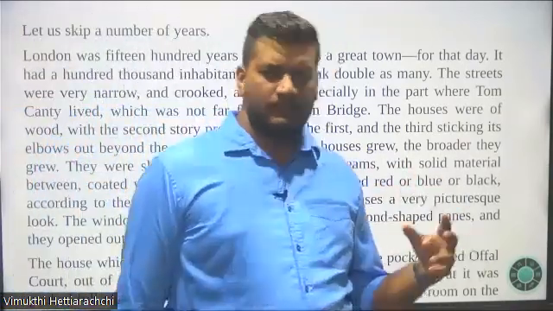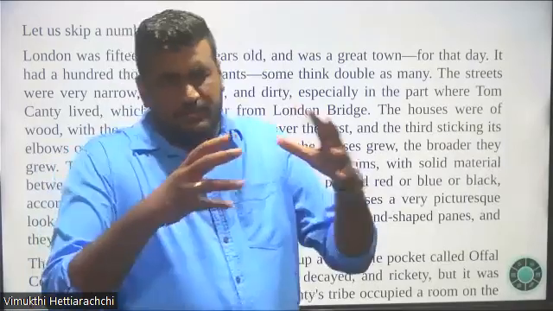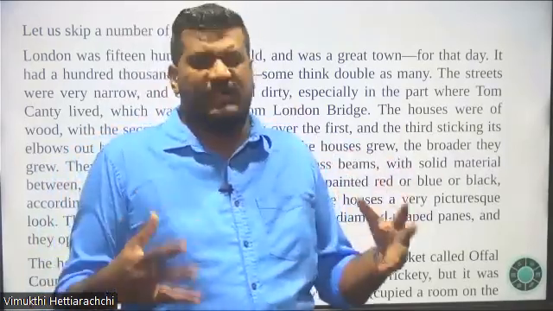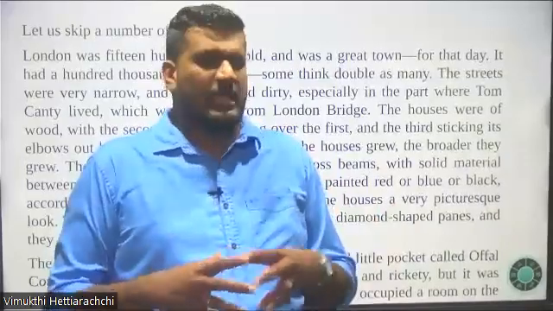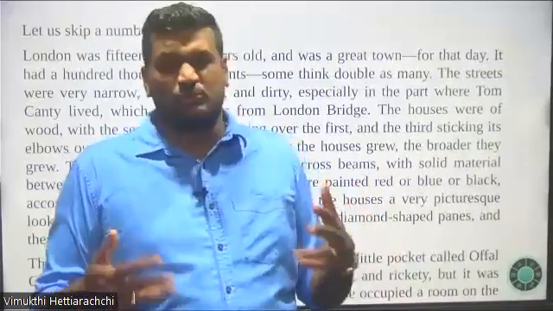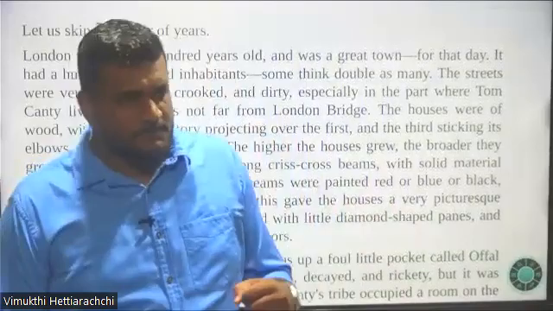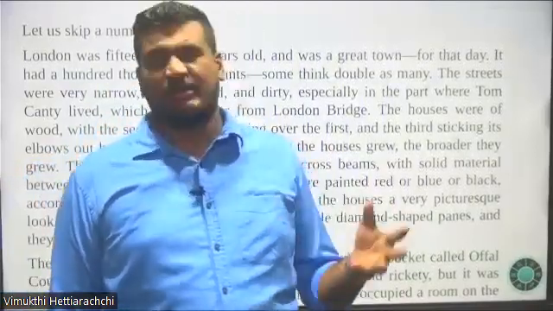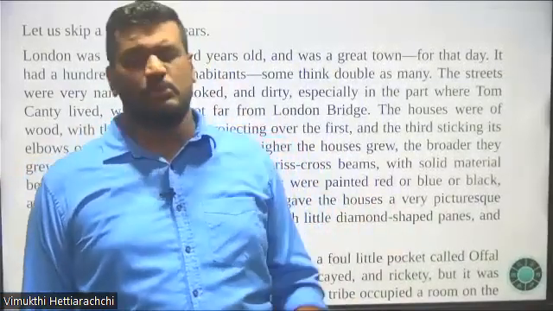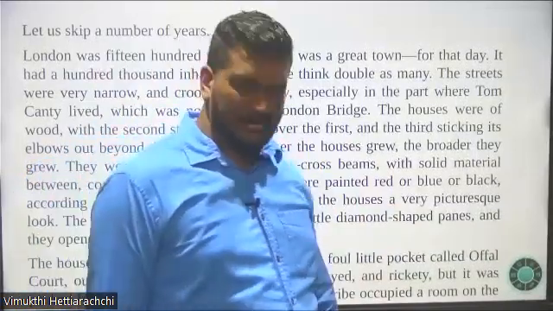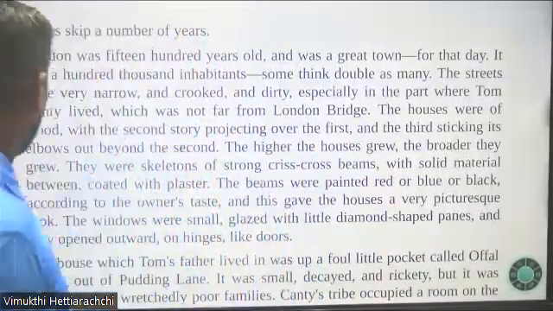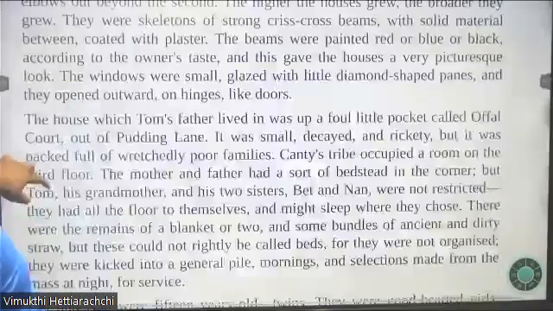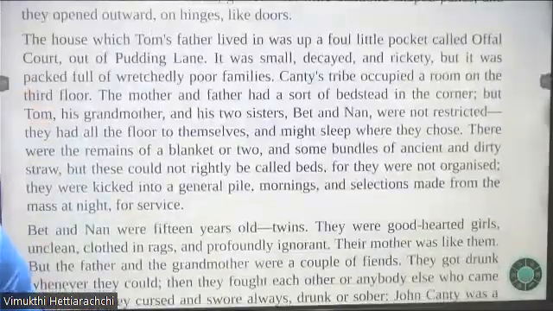So here, Mark Twain has given us a very broad description about these houses where these paupers lived, right? They were not that big. Most of the paupers lived together, and the houses were very attractive to other people when they looked at them from outside, but inside it was a very small house where a lot of people cannot survive. The house which Tom's father lived in was up a whole little pocket called Offal Court.